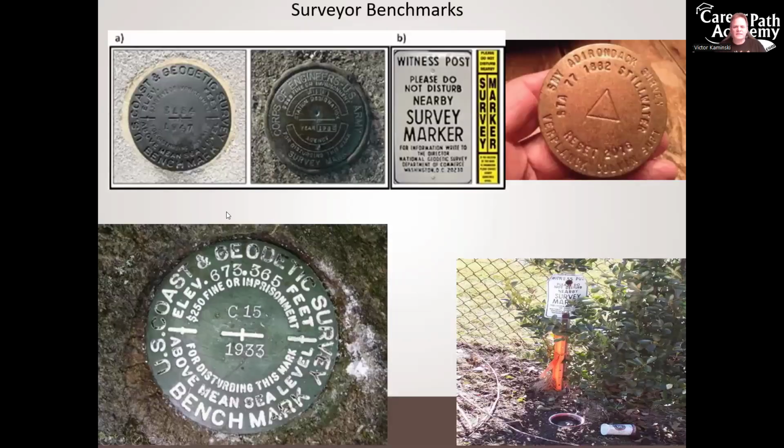So let's get further into it. Here are some surveyor benchmarks, some examples I'll show you pictures of here.